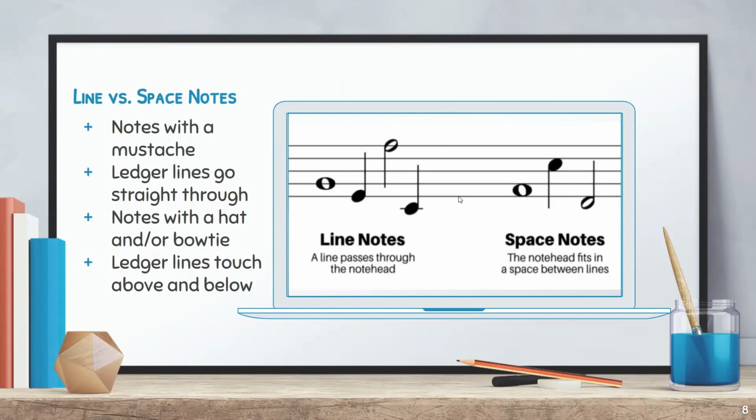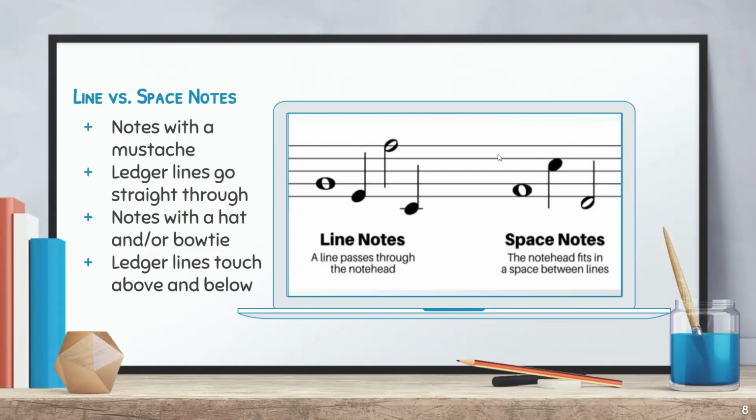Now, our space notes look more like they have hats or that they have a bow tie, and the ledger lines are touching above and below. So space notes over here, there's nothing going through them. They're filled with space. They kind of look like they could have a hat up here, like you could draw on a hat, or a bow tie or both. Like this one would have a hat. If we had a space note up here, it would have a bow tie. This one has a hat and a bow tie.